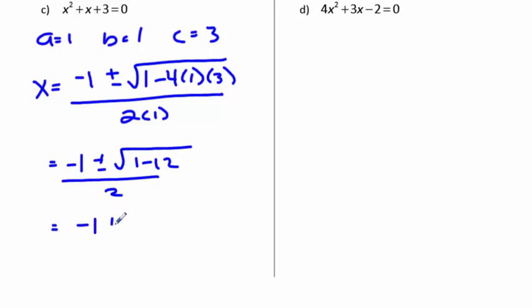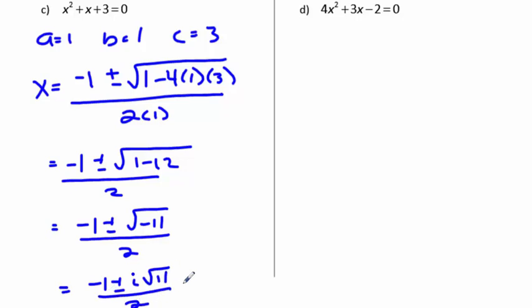So negative 1 plus or minus the square root of negative 11 over 2. So that's negative 1 plus or minus i times the square root of 11 over 2. Okay? Let's look at part D. This one might be factorable. Let's try. If I can factor, it's going to be easier than using the quadratic formula.